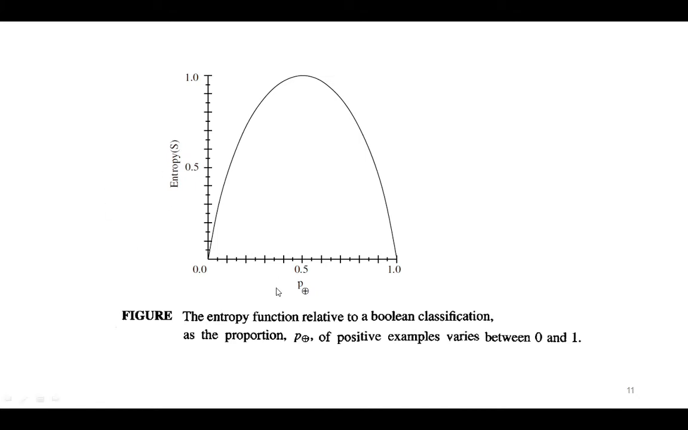This is clearly shown in this figure, how exactly the entropy is going to vary. If all the members are positive, then entropy is 0. If there are equal numbers of positive and negative examples, then entropy is 1. If there are unequal numbers of positive and negative examples, then entropy varies between 0 and 1. This figure illustrates the entropy function relative to a Boolean classification as the proportion p plus of positive examples varies between 0 and 1.